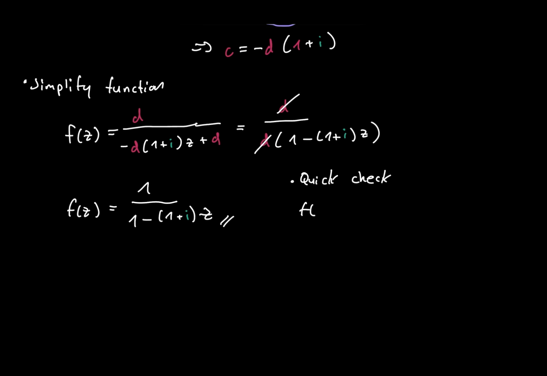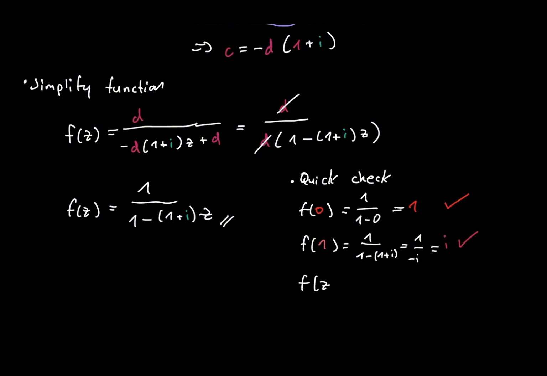Now let's check it. At z = 0, we get 1. At z = 1, that equals i. And as z goes to infinity, the denominator becomes very large, so the function goes to 0. So all three conditions are satisfied. This example shows the real Möbius structure. Once infinity moves away from infinity, the denominator becomes essential.